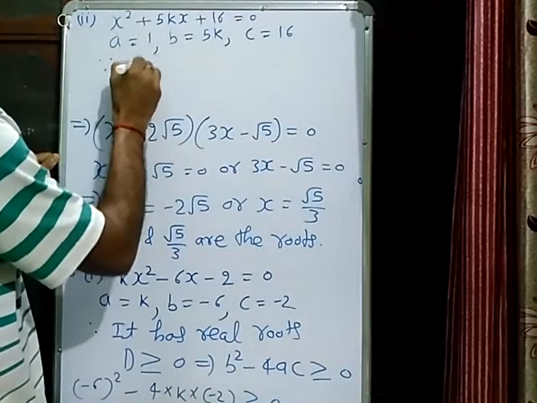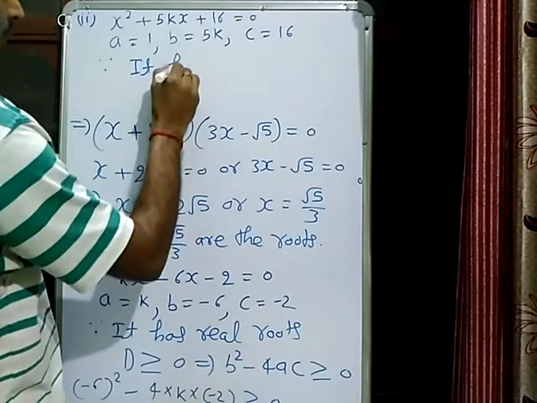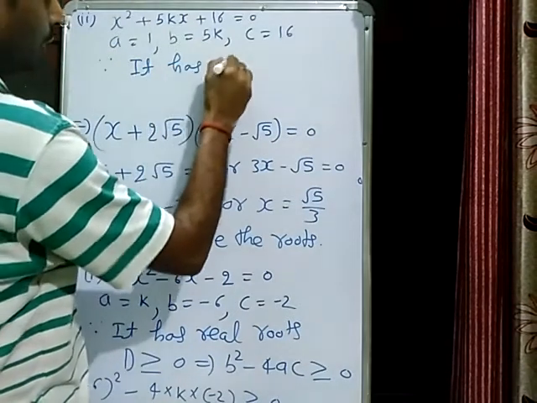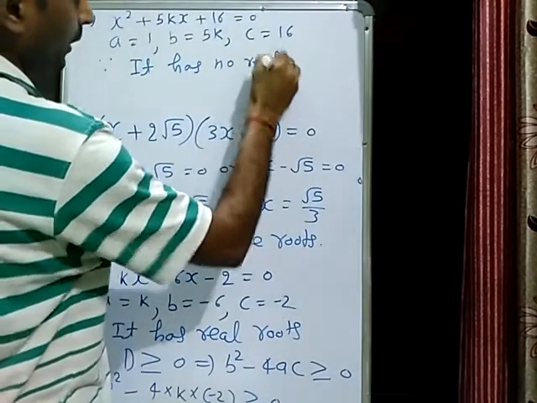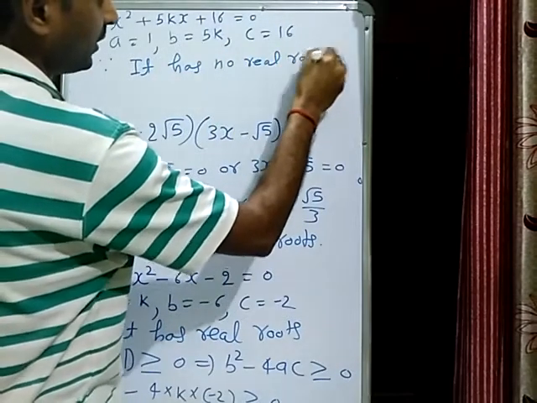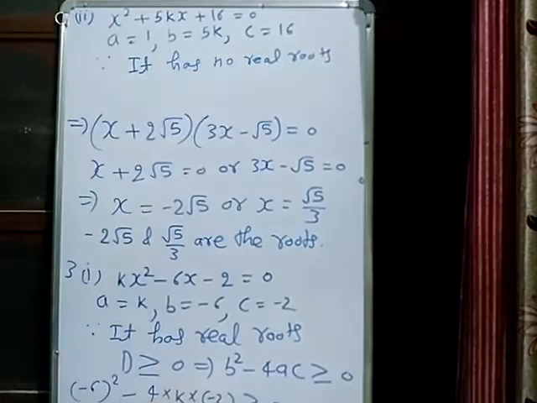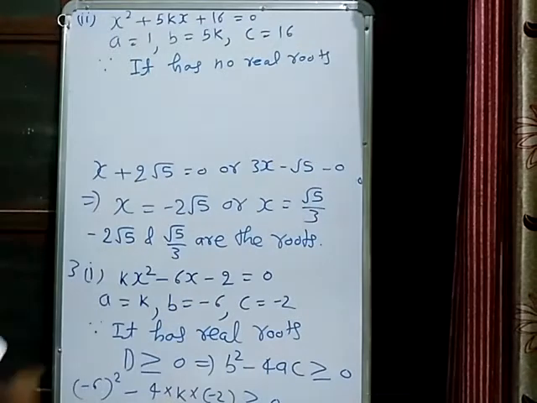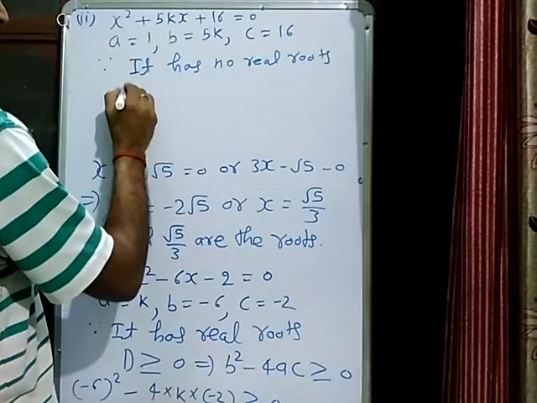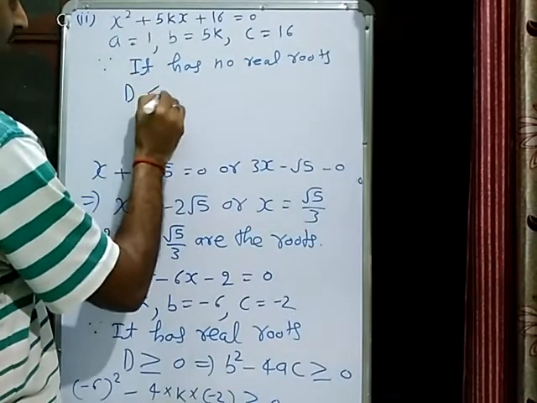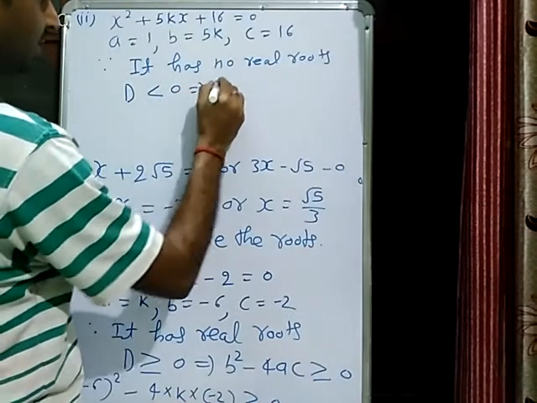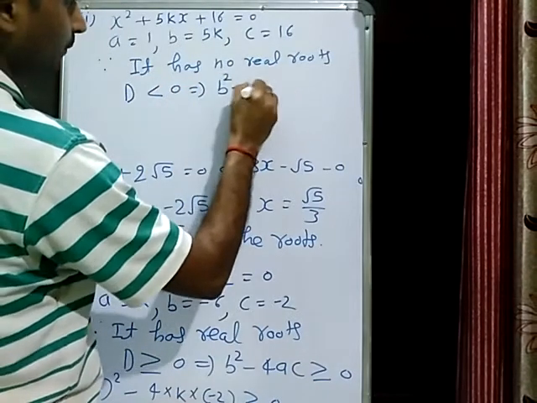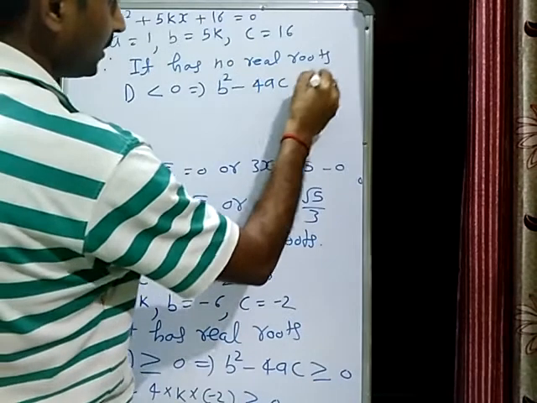Since it has no real roots, so what is the discriminant for it? You know the condition: if a quadratic equation has no real roots, then the discriminant D must be strictly smaller than 0. D means b square minus 4ac must be strictly smaller than 0.